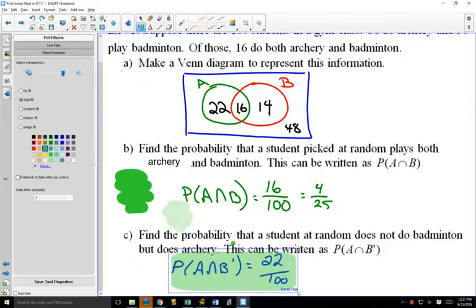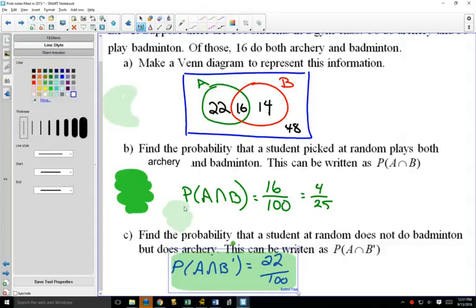So what we're looking for when we're looking for not badminton but does archery, on our Venn diagram, well, it's almost not dark enough. That would be that section. In our notation here, I can write that section as the intersection between the circle of A and not B. So what that's going to look like, take that little bit away, and I'm going to do that same color, same thickness.